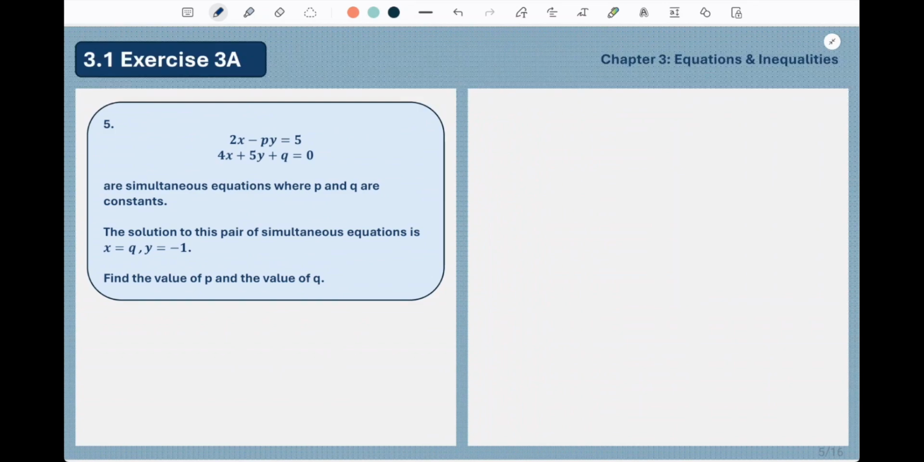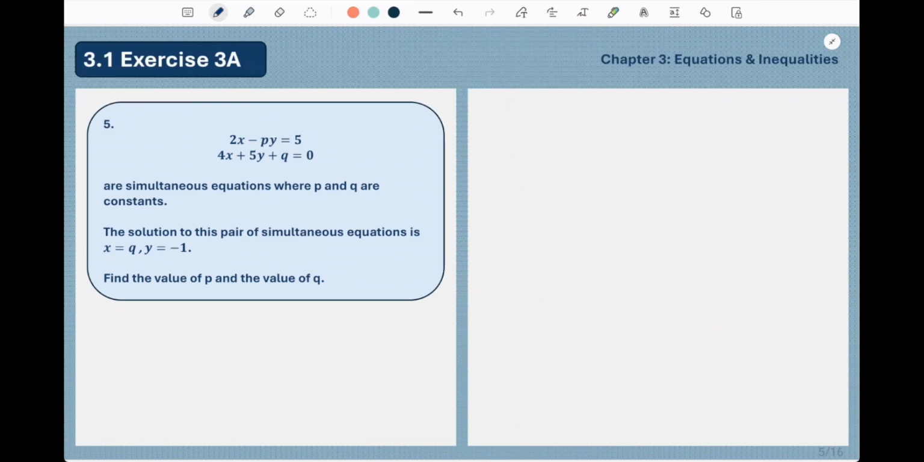So question 5. While it might look like a hard question, it's actually easier than anything we've done so far. We've got these simultaneous equations where p and q are constants. The solution to this pair of simultaneous equations is x equals q and y equals minus 1. Find the value of p and q.